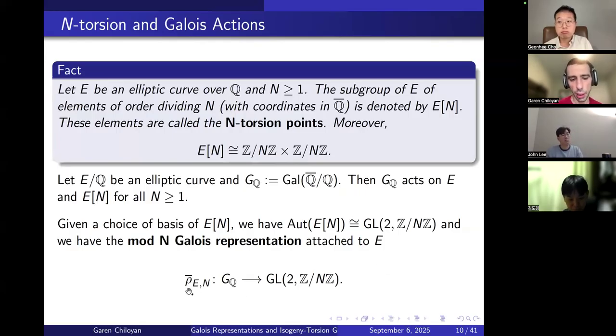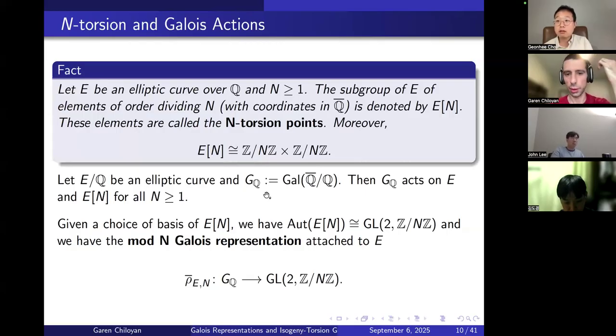So basically, you take this map and you take all the automorphism elements of here, and you tell me how they act on these n torsion points, and that spits out an output here. Basically, you get matrices to tell you how the absolute Galois group behaves on E bracket n. And you have this for all positive n.